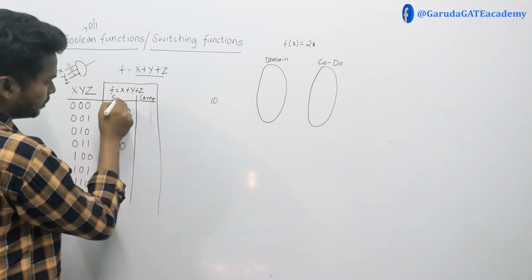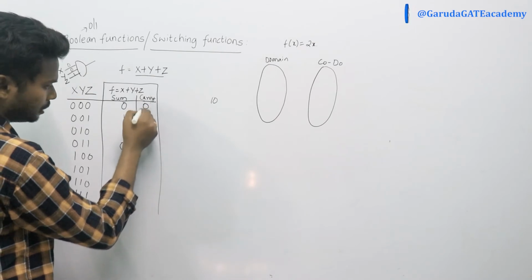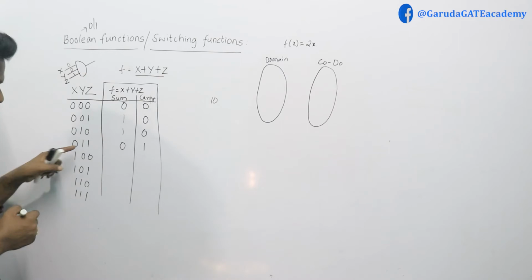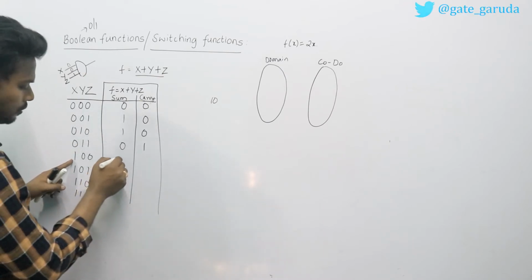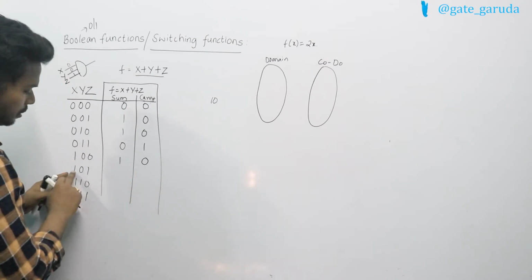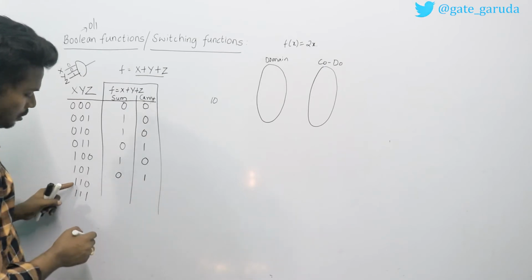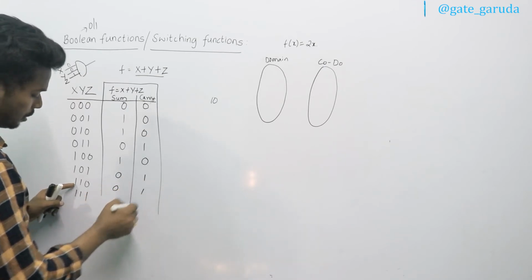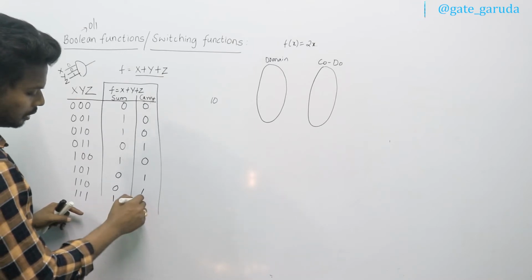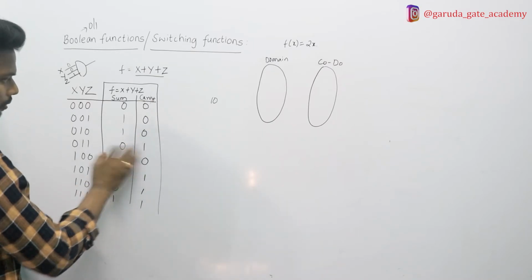This is for sum and this is for carry. So here we got carry 0, 0, 0. Here we got carry as 1 because there are 2 ones. Here there is only one 1, so 0 carry. Here we got 2 ones, which means 0 carry 1. Here 2 ones, 0 carry 1. We got 3 ones, then here we will get 1 and the carry will also be 1. So these are the codomain elements.